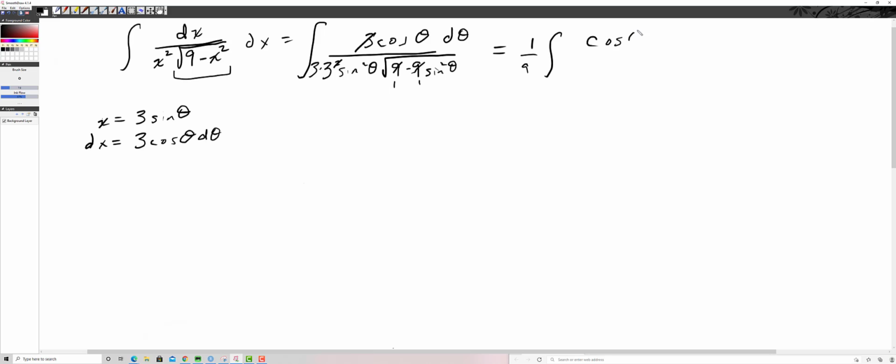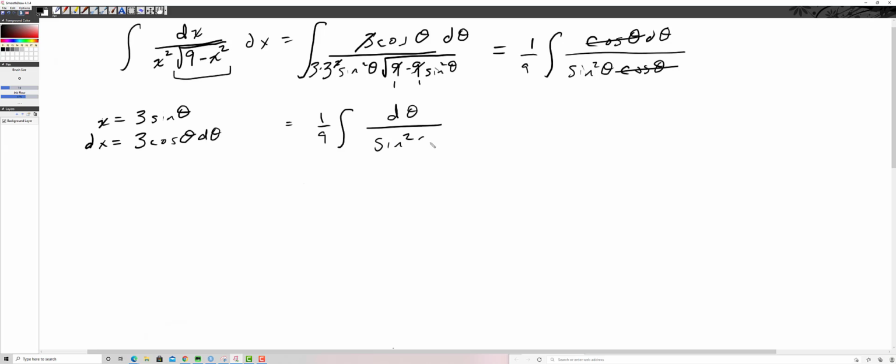So now we have cosine theta d theta over sine squared theta, and then what do we have here? We've got the square root of 1 minus sine squared. Well, that's the square root of cosine squared, so that's just cosine. So these two are going to cancel. So you see how if you are okay with your trigonometry, this is pretty easy. If you're not okay with it, it's probably not very easy.